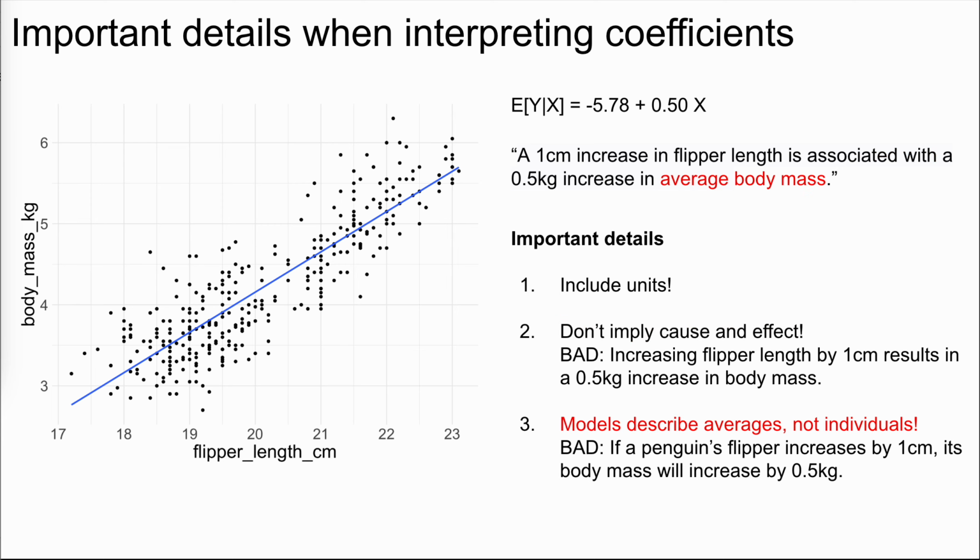Finally, remember that models describe averages, not individuals. For example, it would be incorrect to state that if a penguin's flipper length increases by 1 centimeter, its body mass will increase by 0.5 kilograms. That phrasing implies that our model slope describes individual penguins, whereas our original phrasing makes clear that it describes expected or average behavior across penguins.